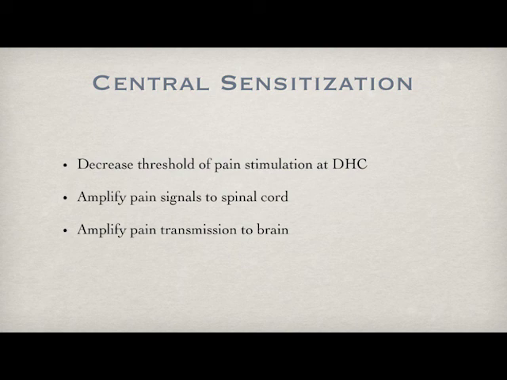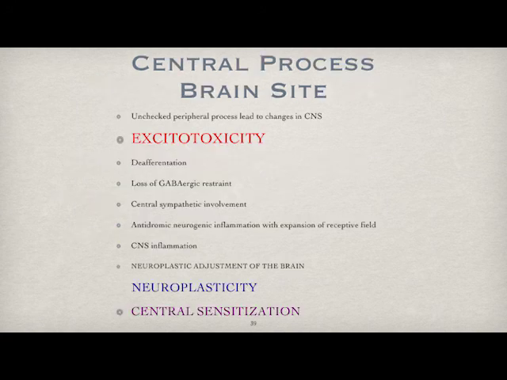The conclusion of this effect is a decreased threshold of pain stimulation in dorsal nerve cells. It's easy to stimulate, with amplification of the pain impulses or pain signals in the spinal cord and the brain. And these chronic pain patients start to have pain all the time and suffer from that. In the brain, what happens? There are two phenomena I'd like to mention here, which are interesting for us to know: excitotoxicity and neuroplasticity. There are many other phenomena, but these two are considered new to us.